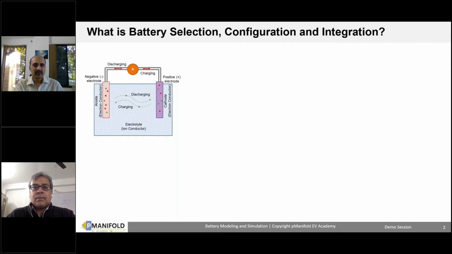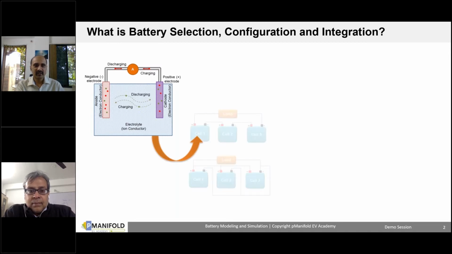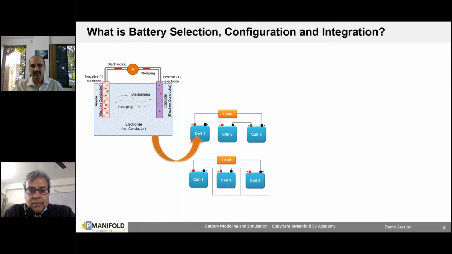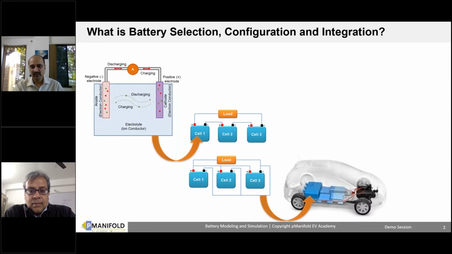So any battery consists of cells. A unit cell is basically an anode and a cathode with an ion conductor, also called electrolyte, as well as the charged conductor, which is outside the cell, and it flows across the load. So this unit cell, in a configuration of series and parallel cells, will make up a battery pack. And this battery pack will be integrated into the rest of the vehicle.